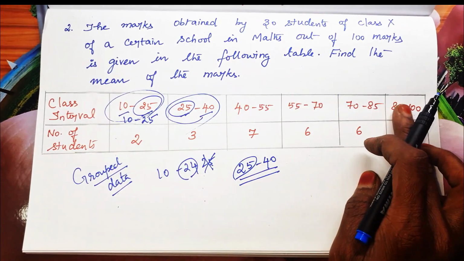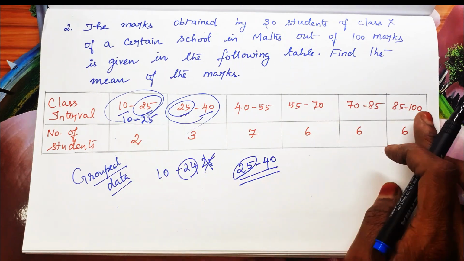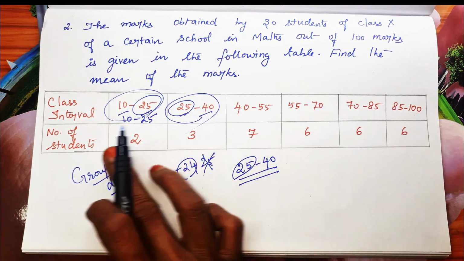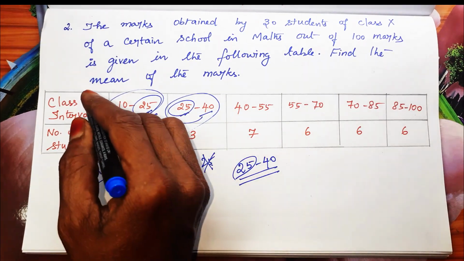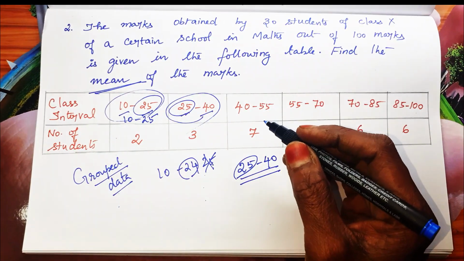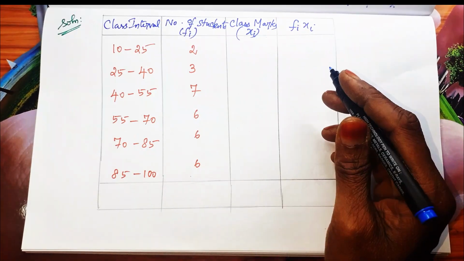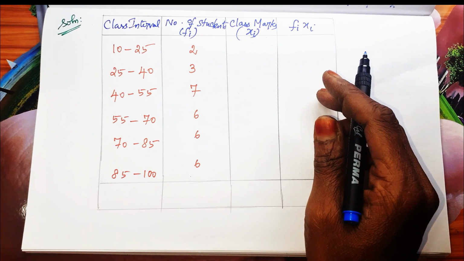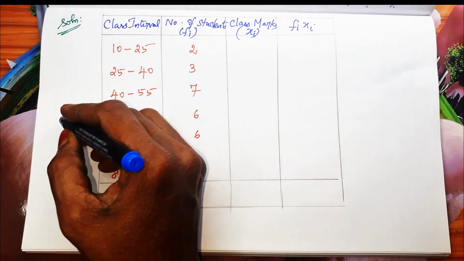So the class intervals for marks from 10 to 100 are given and the respective number of students are given. We are going to calculate the same mean. So the class intervals and number of students are given. We have to find what is the mean.